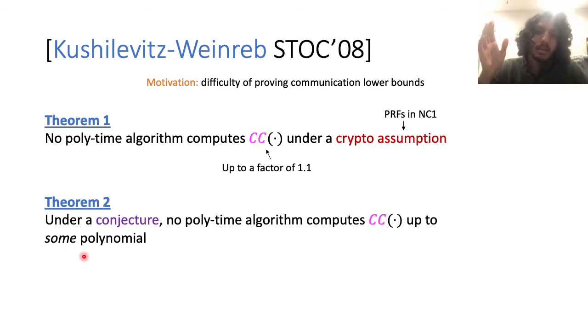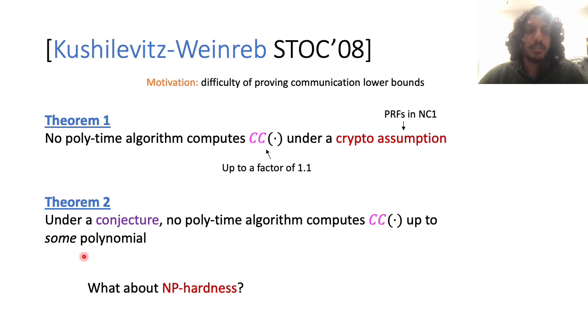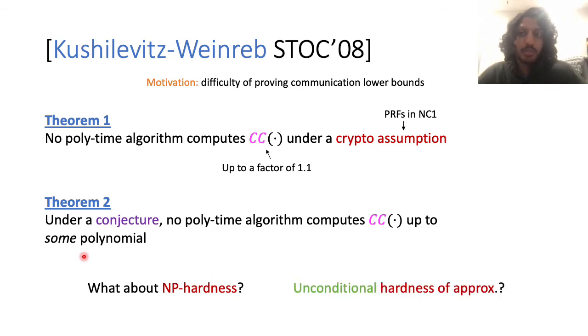But in light of these two results, there are a few really natural questions you could ask. Well, one is, they show this hardness result under a cryptographic assumption. What about an NP hardness result? Do we really need a cryptographic assumption here? Do we really expect that this problem should be related to cryptography, or is it really just that maybe it's easier to show things under a cryptographic assumption? So that's one question.